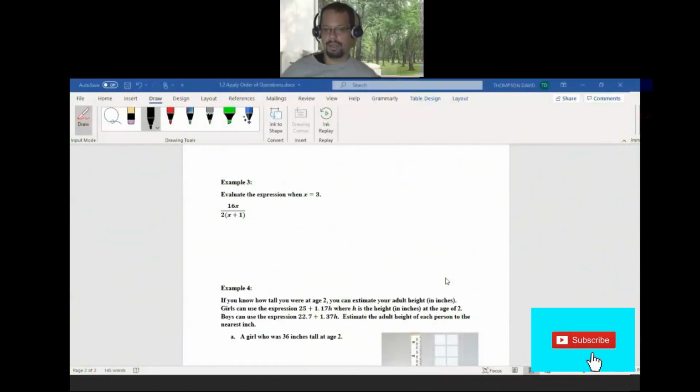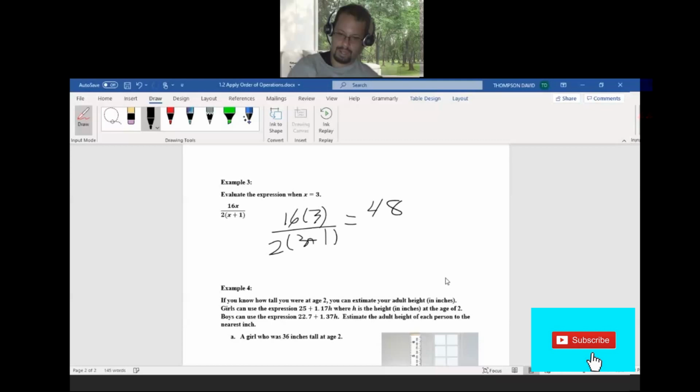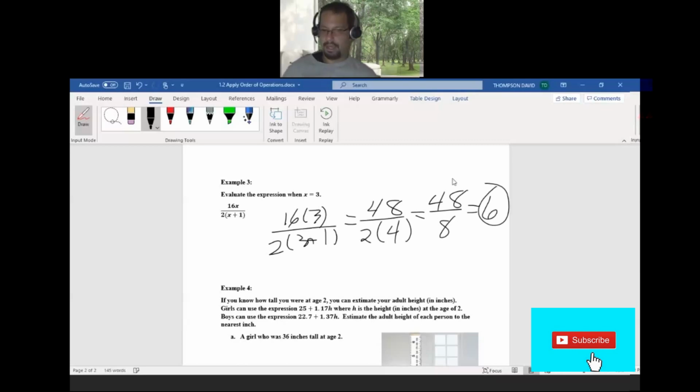Example 3. Evaluate the expression when x equals 3. So what we're going to do is plug in 3 into the expression. So we're going to say 16 parentheses 3 all over 2 parentheses 3 plus 1. 16 times 3 would be 48, all over 2 times 3 plus 1, which is 4. We have 48 divided by 8, which gives me a final answer of 6, and I am done.